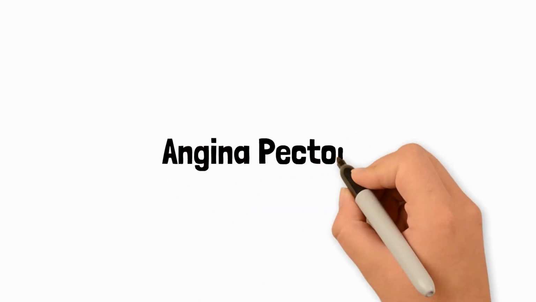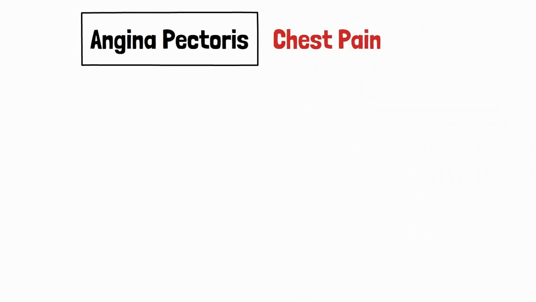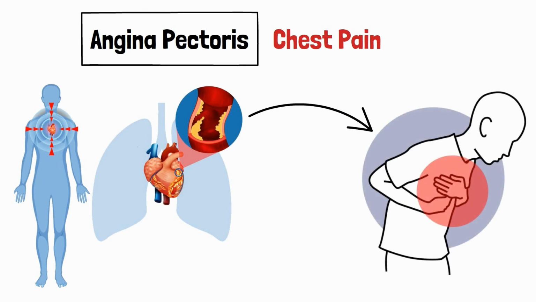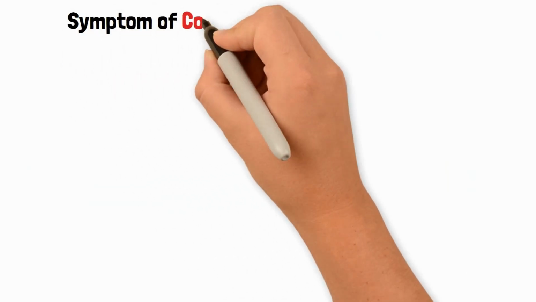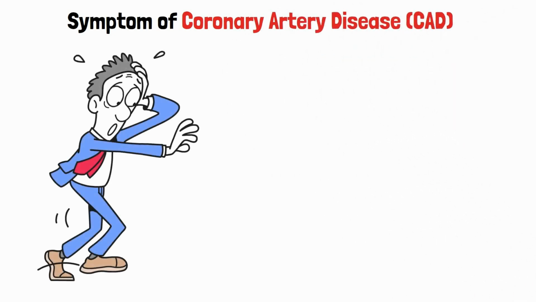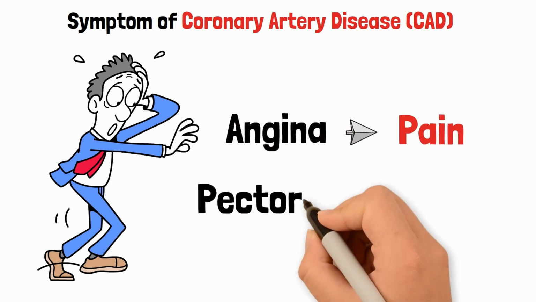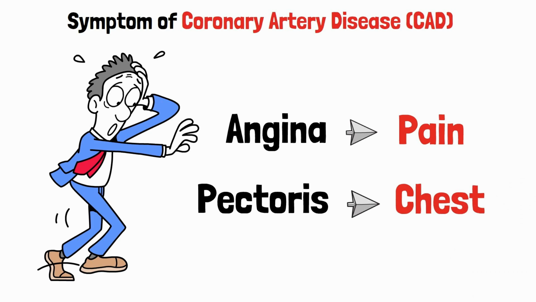Let's discuss angina pectoris. Here's everything you need to know about angina pectoris. Angina pectoris means chest pain. Angina pectoris occurs when there is a temporary lack of oxygen supply to the heart muscle, causing chest pain or discomfort. It is usually a symptom of coronary artery disease and is often triggered by physical exertion or stress. The term angina means pain, and pectoris refers to the chest, describing the primary symptom of the condition.